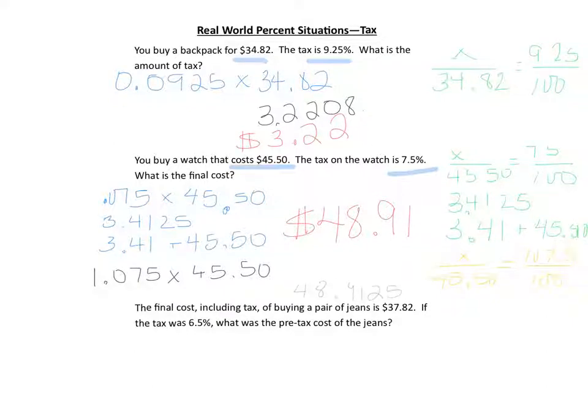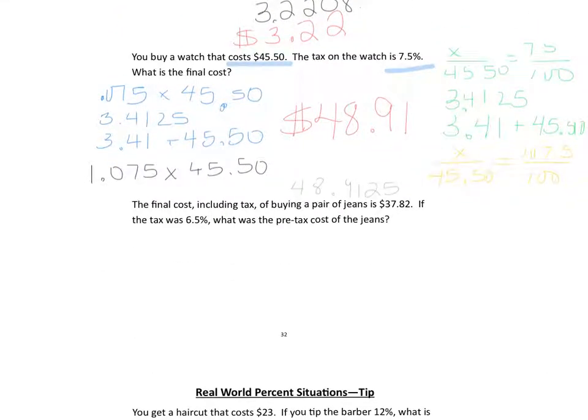Looking at the final tax problem. The final cost, including tax, of buying a pair of jeans is $37.82. If tax was 6.5%, what was the pre-tax cost of the jeans? Okay, in this case, because we're including tax, they've already included it, you're not going to be able to add or subtract it because it's within the amount they've given you. So the blue and green methods will not work.